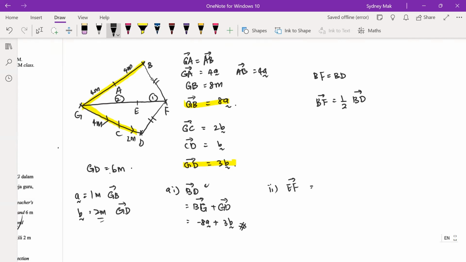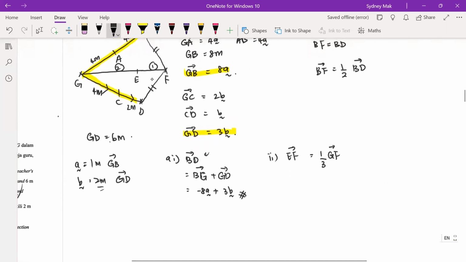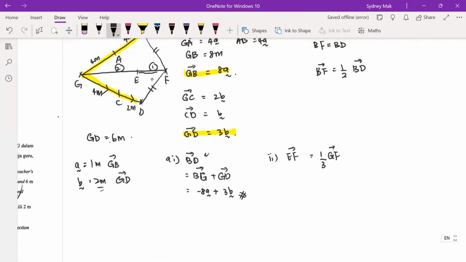EF, basically, is 1 out of 3 of GF, because one part out of the total of GF, okay? And then from there, GF is GB plus BF. Okay, I think that will be much easier. And we know that BF is actually half of BD. So 1/3 of, now GB, where's GB? GB is 8A, and then plus half of BD.